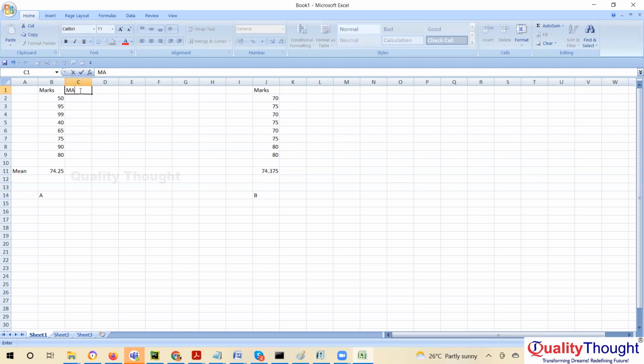Okay, let's call it difference first. Then we'll calculate MAD. We'll go step by step. Difference is what? How much are you deviating from the mean? So what we'll do is say 74 minus 50, and this 74 has to be fixed. So I'm going to fix 74 here with the $ sign. Now when I copy and paste, this is 24, 20.